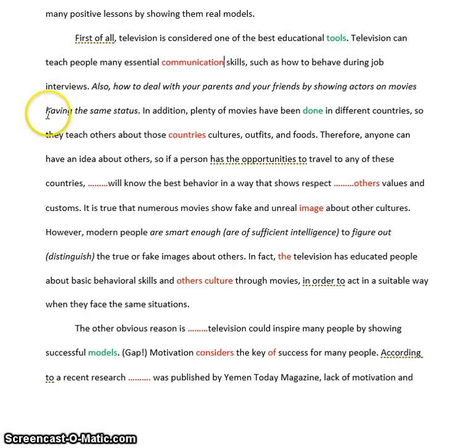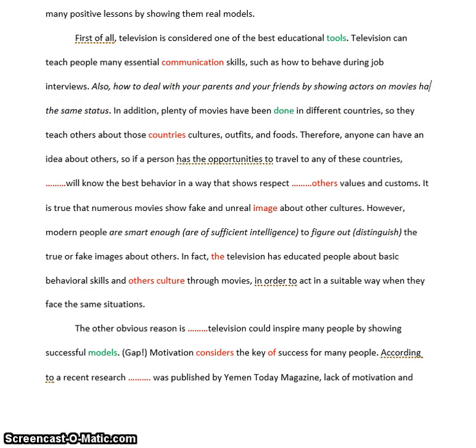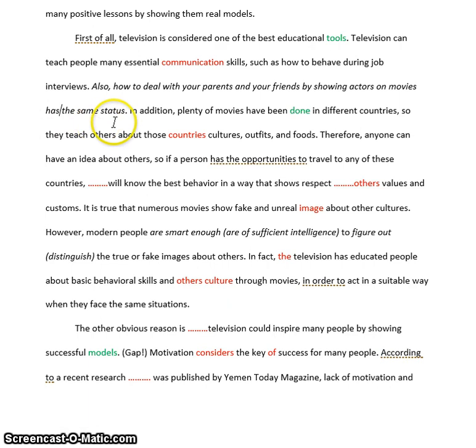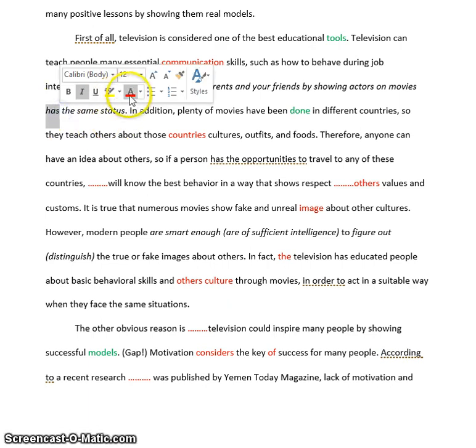Why do you have an ing? We only have ing if this is the very first word of a sentence or if you're using it in conditional form. So ing form here is incorrect. How to deal with your parents and your friends by showing actors in movies has the same status. That is correct. Present simple.